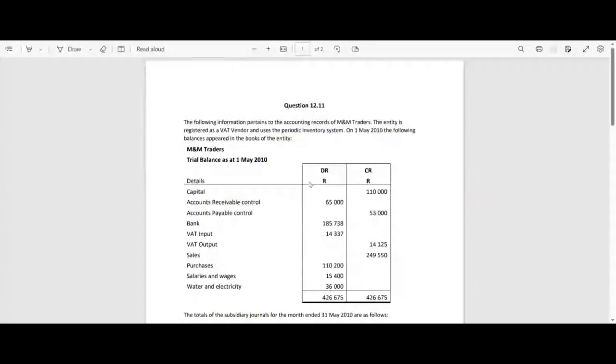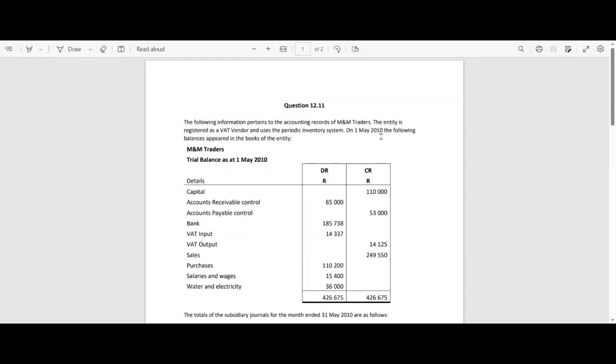Now let us see what is provided for us here. They say the following information pertains to the accounting records of M&M traders. The entity is registered as a VAT vendor, so that is important information for us, and uses the periodic inventory system. That is also important for us. So in other words, we're not going to keep a cost of sales record for every transaction.